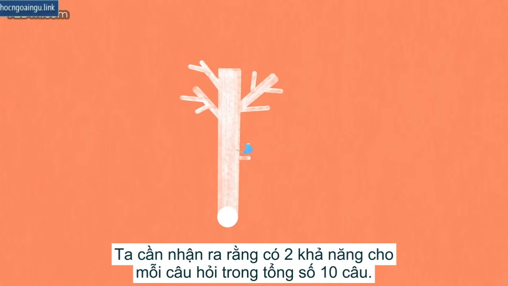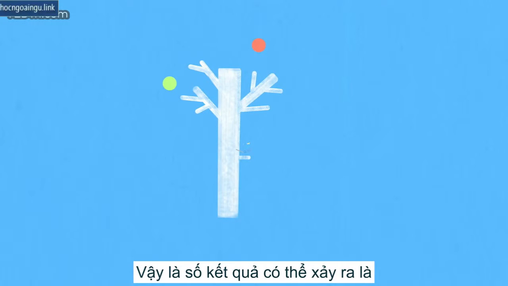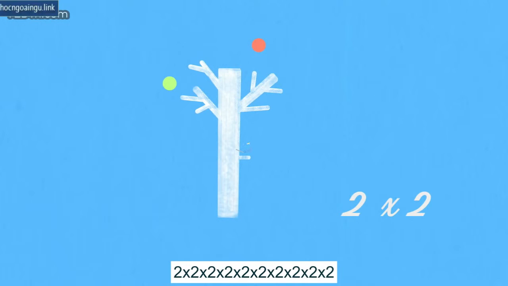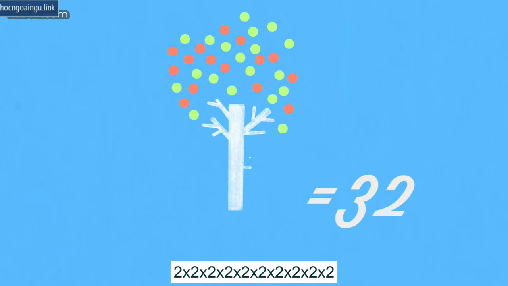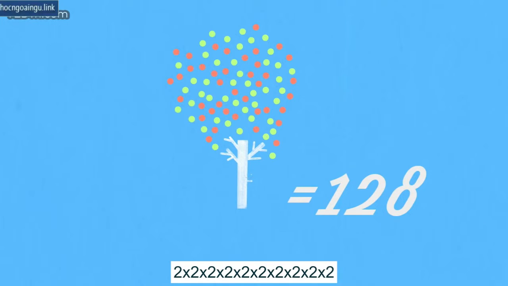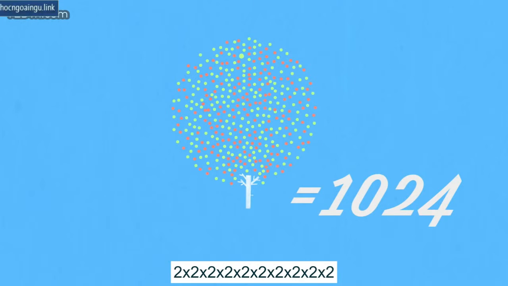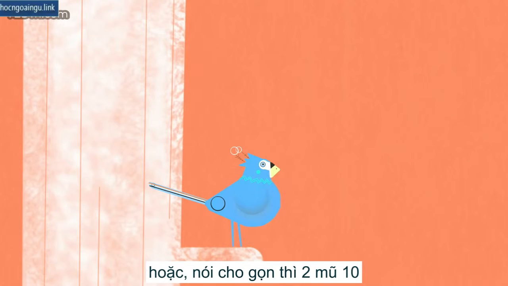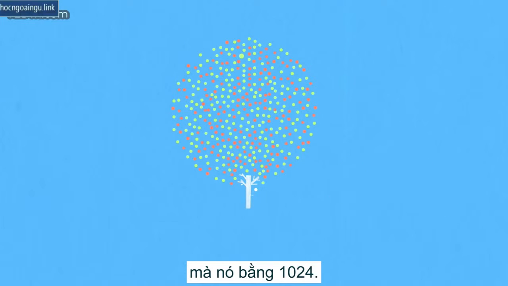To do this, we just need to extend the fundamental counting principle a bit. We need to realize that there are 2 possible answers for each of the 10 questions. So the number of possible outcomes is 2 times 2 times 2 times 2 times 2 times 2 times 2 times 2 times 2 times 2. Or a shorter way to say that is 2 to the 10th power, which is equal to 1024.